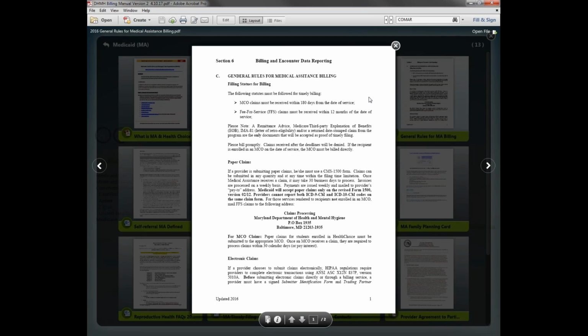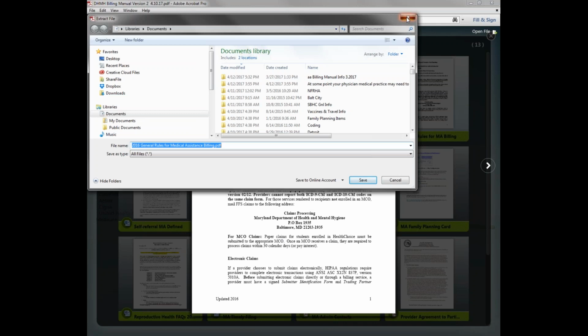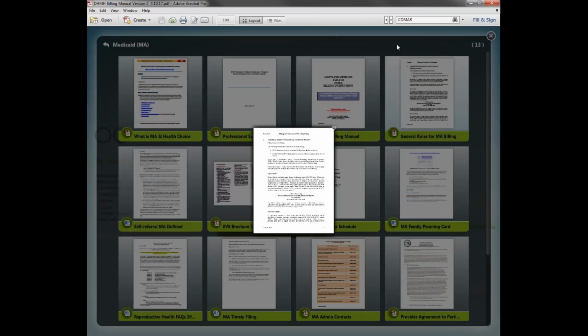Here is the billing encounter data. This is a little bit more information on where you can send paper claims for Medicaid if you don't have the ability to submit claims electronically. And that's how it's downloaded.